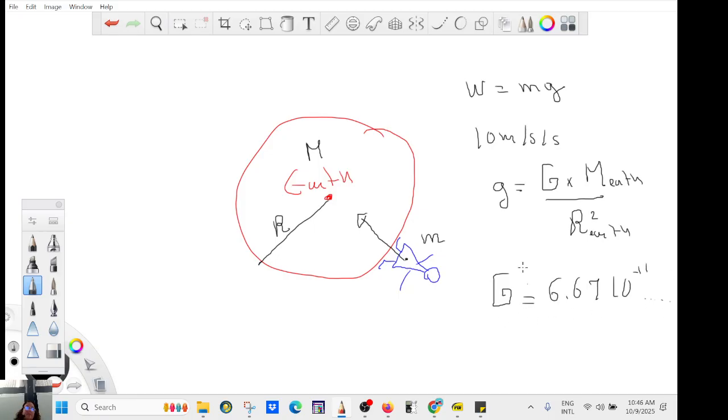And so for gravity to really be experienced, you need a very, very large mass, and it depends on the ratio between the mass and the radius squared. Is that clear?